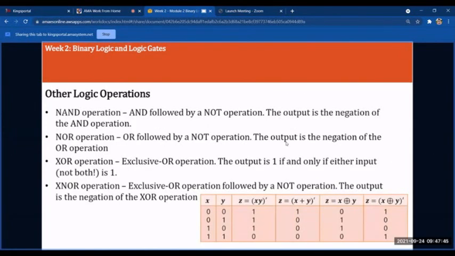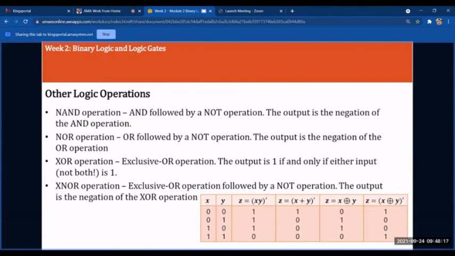So logical operations then, no? So we have NAND, NOR, XOR, and XNOR. So pag naman meron tayong NAND, si NAND naman po is AND na followed by NOT operation. So the output is the negation of the AND operation. Okay? Pag NOR naman po, makukuha naman natin is OR followed by a NOT operation. The output is the negation of the OR operation.